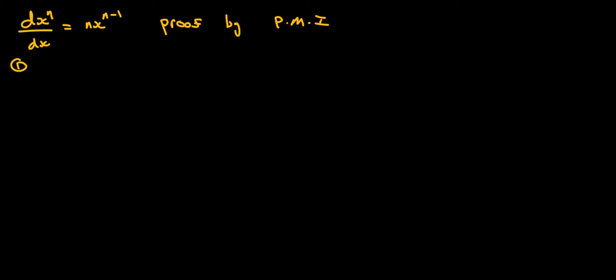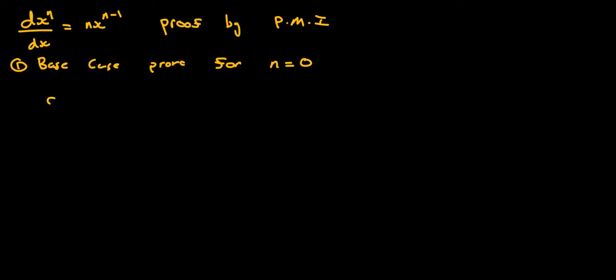This is a video proving by mathematical induction that the derivative d of x to the n dx is equal to n x to the n minus 1. This is a proof by principle of mathematical induction. So let's start off with the base case. Proof for n is equal to 0.